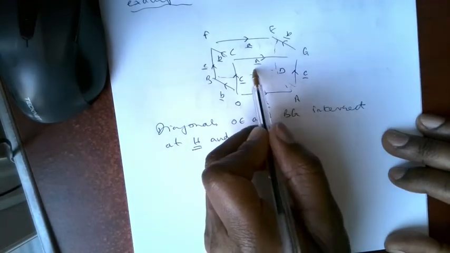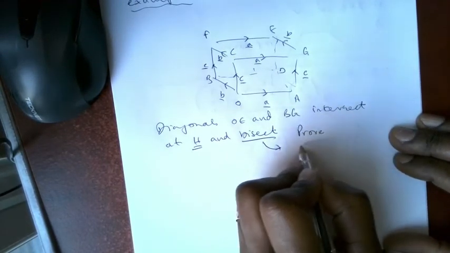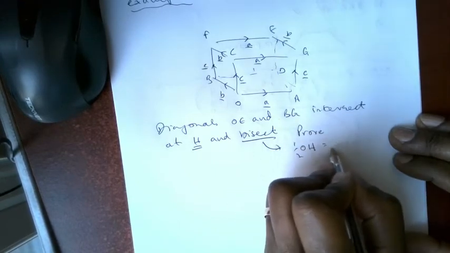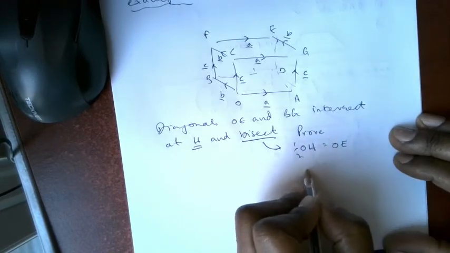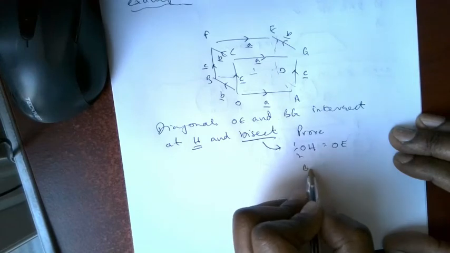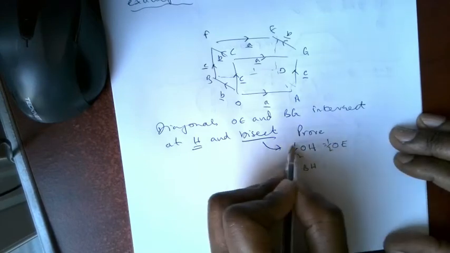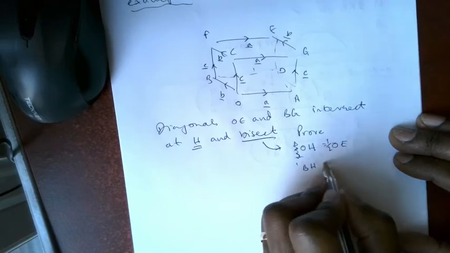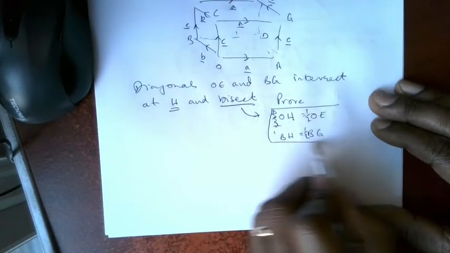If they bisect, it means that they cut each other halfway. So if H is this point somewhere in the middle, then we want to prove basically that O to H is half of OE. And we also want to prove that B to H is half, that should be the other way around really. So half of OE is OH, yeah, they bisect, and half of BG is BH. This is what we want to prove, yeah?